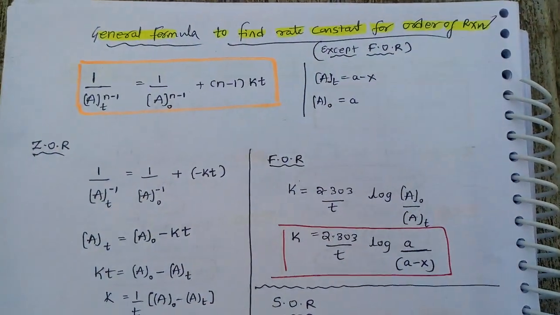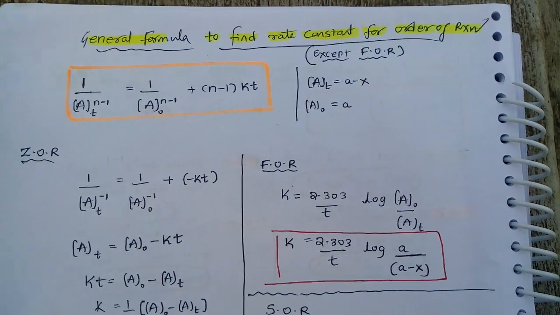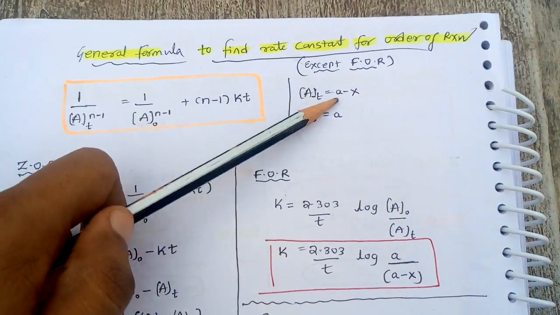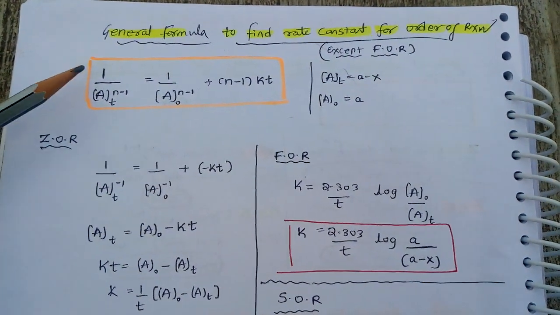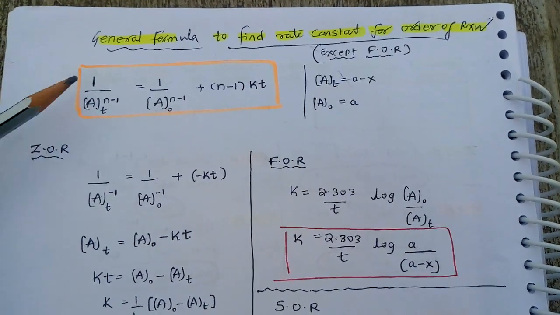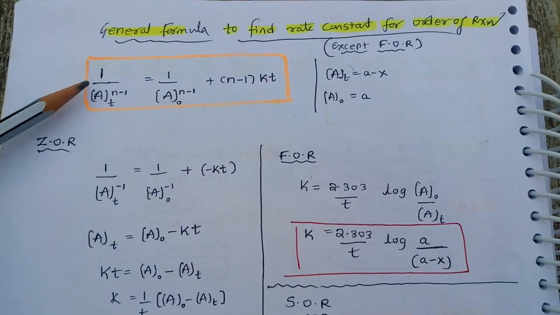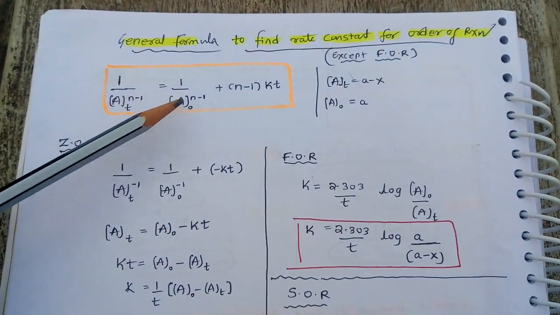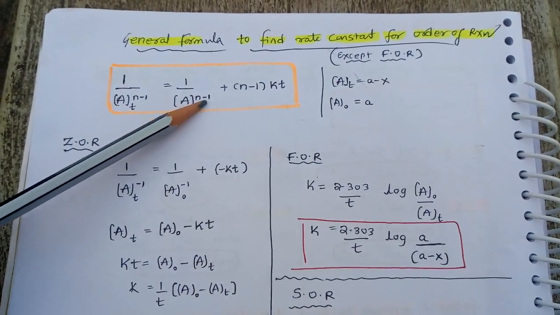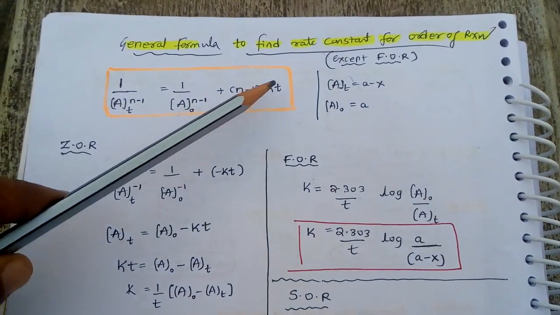Next, the general formula to find rate constant for order of reaction except first order reaction. This formula is applicable to all except first order reaction. The formula is 1 divided by At to the power n minus 1 equals 1 divided by A naught to the power n minus 1 plus (n minus 1) Kt.